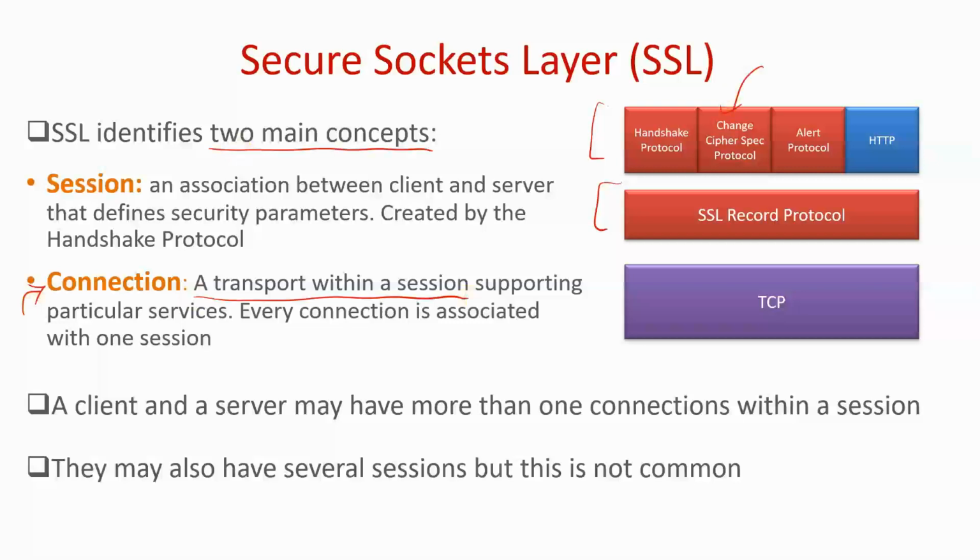Basically, every connection is associated with one session. So typically, the client and the server will have one session between them. You can actually negotiate more than one session, but this is typically not done. They will have one security association, or one session, between them, and they can have several connections, and typically each connection can be associated with one TCP connection. So if you have a client communicating with the same server and there is more than one TCP connection open between them, there can be only one session but several transports, or several connections, between the client and the server.